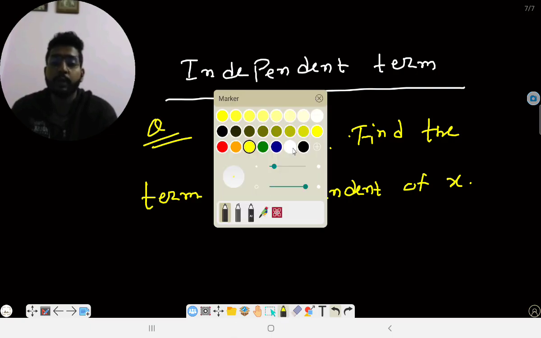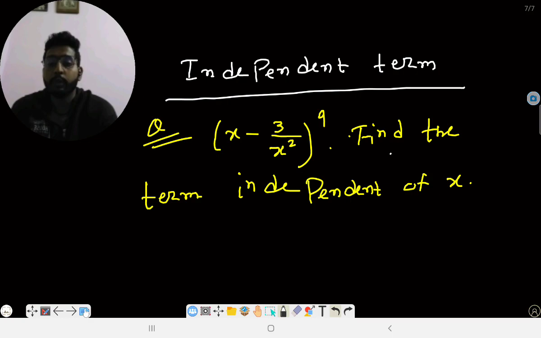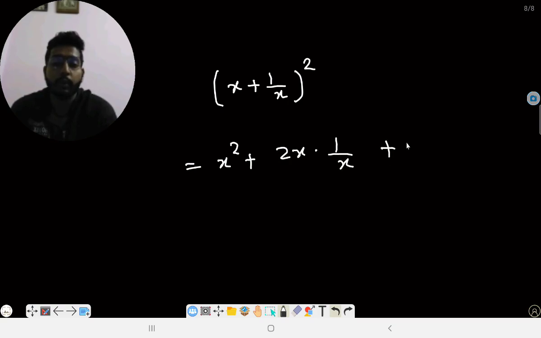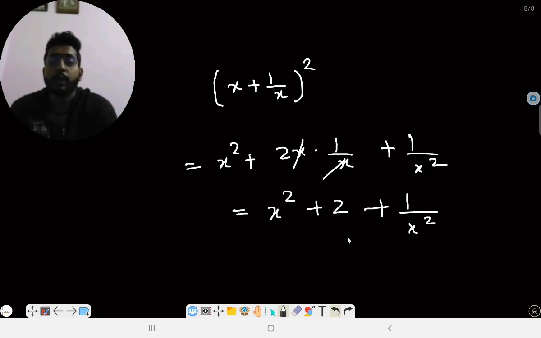Now how to find this type of thing? First of all, we don't know what the term independent of x is. Independent of x means the power of x is nothing, there is no x. If I expand this, there will be one term which contains no x. For example, (x plus 1 by x) whole square. If I expand this, what will happen? x square plus 2ab plus b square, like this it will come. So x and 1 by x will be cancelled out, so that will be x square plus 2 plus 1 by x square. Now we can see the second term has no x, that means the second term is independent of x.